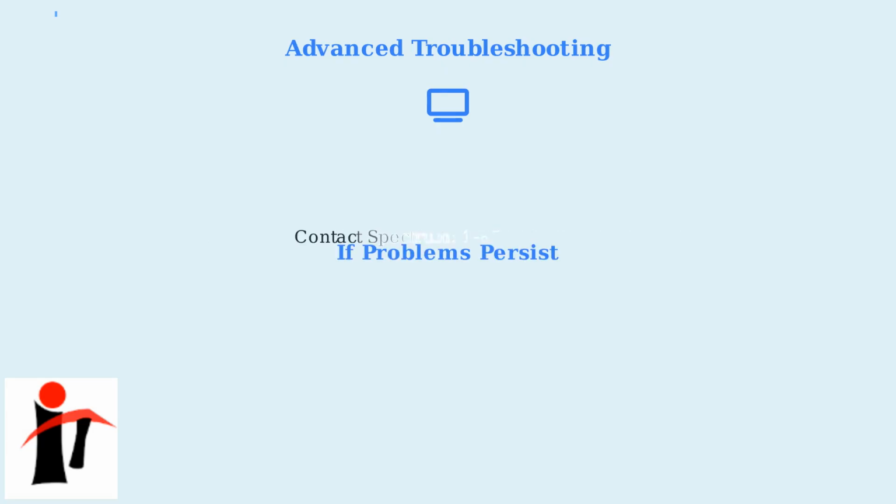If problems persist, contact Spectrum support directly at 1-855-478-6789 or visit apple.com/support for Apple-specific issues.